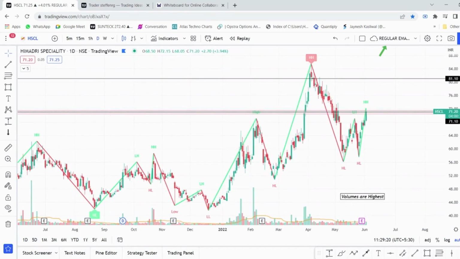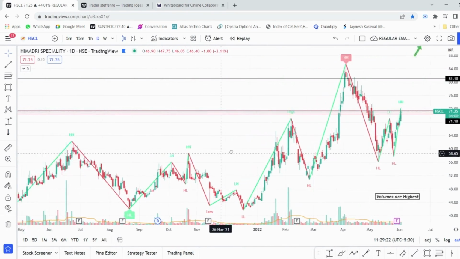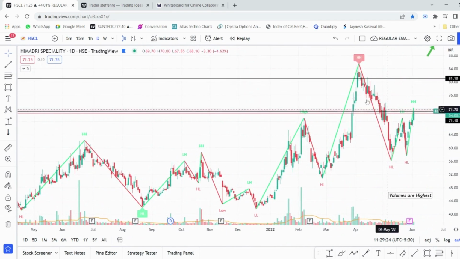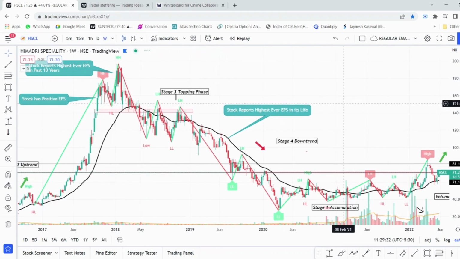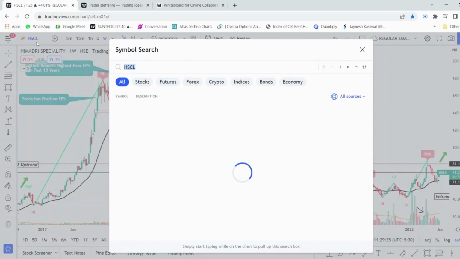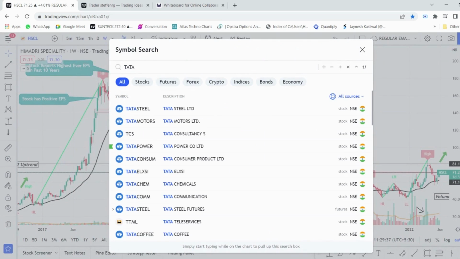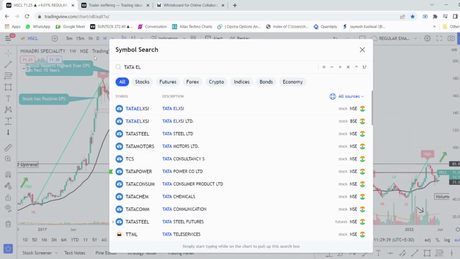Here we look at the chart of HSCL. We can see that the stock is in a sideways momentum and there is no clear cut trend. So if you want to understand whether a stock is in a trending market or not, or how the stock is trending, let us check the chart of Tata Elxsi.